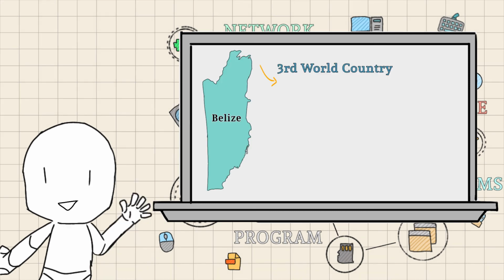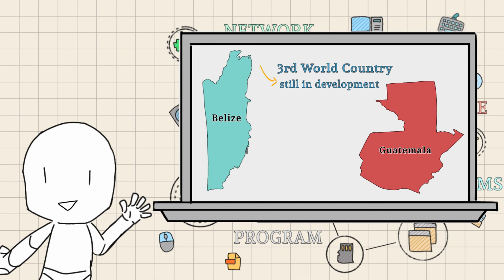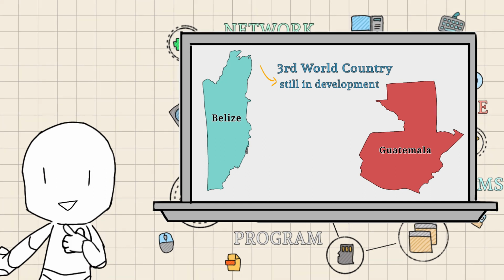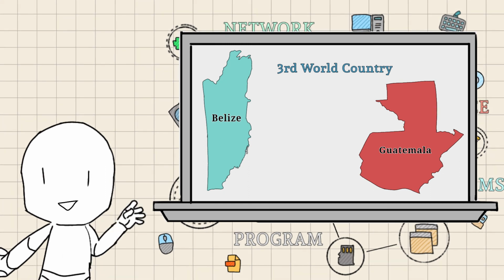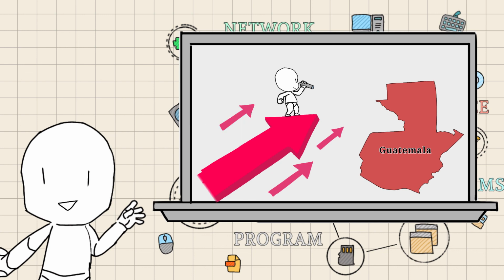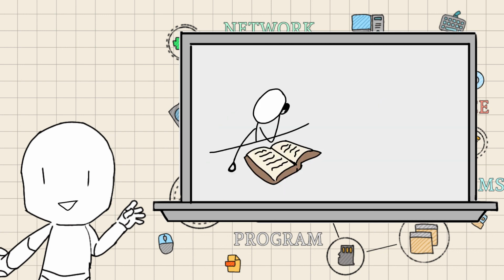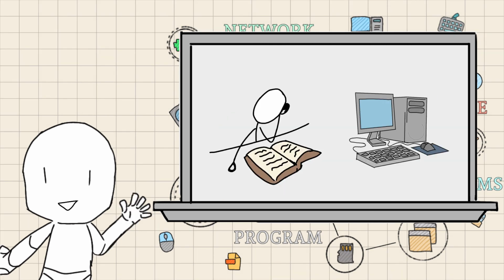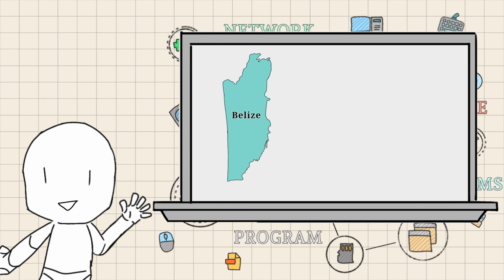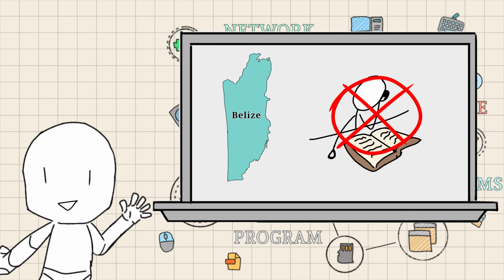Belize is a third world country, and so is Guatemala. A third world country is basically a country that's still in development. Even though both Guatemala and Belize are third world countries and still developing, Guatemala has so many opportunities provided to study in the IT field. While in Belize, there aren't as many places where you can fully study computer science.